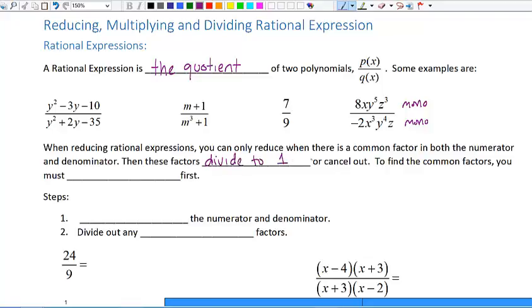I don't really like using the word cancel. I prefer dividing to 1. So to find the common factors, you must factor first. This is so important, okay? So for the steps, we have 2 steps. I want you to factor the numerator and the denominator, and then divide out any common factors.